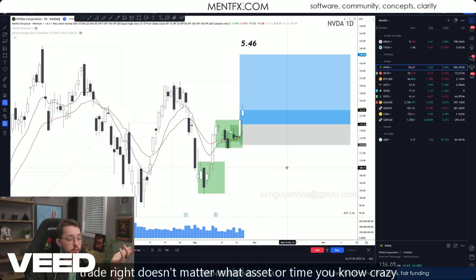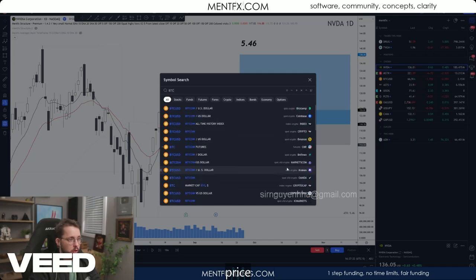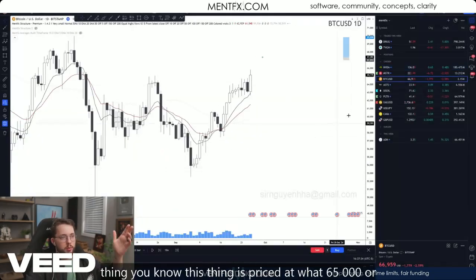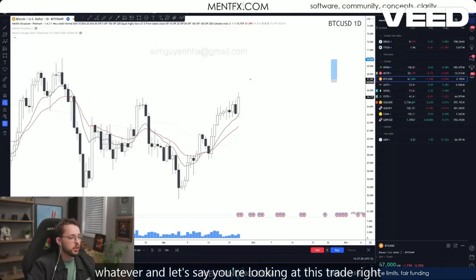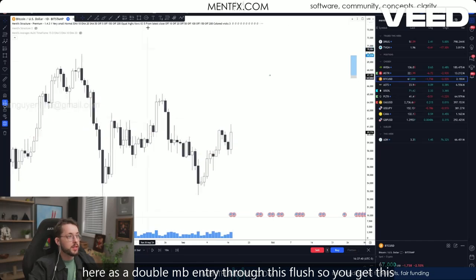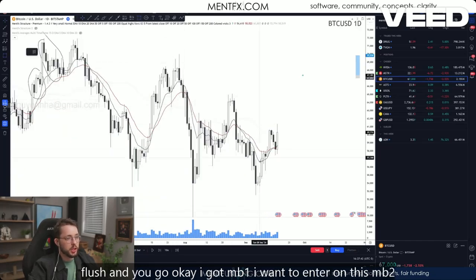that move. So for instance, if you're looking at something like Bitcoin USD, which is this crazy price thing, this thing is priced at what, 65,000 or whatever. And let's say you're looking at this trade right here as a double MB entry through this flush. So you get this flush and you go, okay, I got MB1. I want to enter on this MB2 right here.